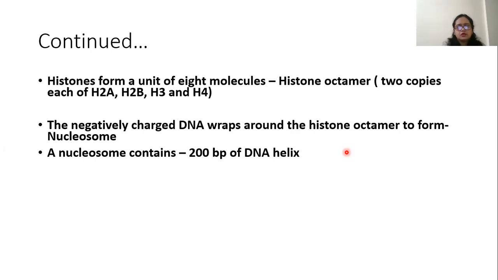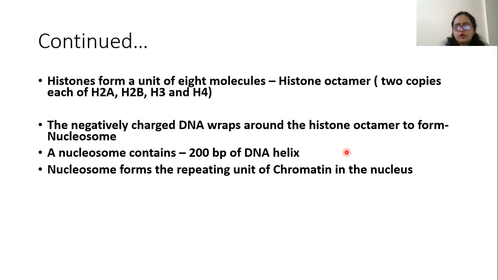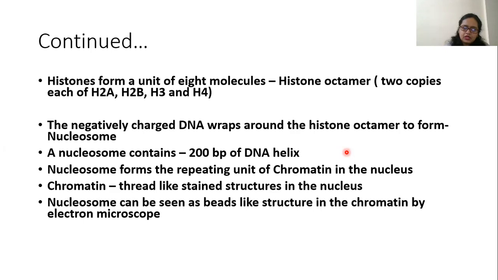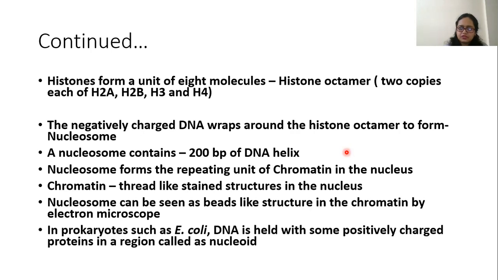Next, the nucleosome forms the repeating unit of the chromatin in the nucleus, and chromatin is generally what? It is a thread-like stained structure in the nucleus. So by staining methods with agents such as fusion agent, the chromatin structure can be seen in the nucleus, and it looks like a thread-like stained structure. In that stained structure, some beaded appearance would be seen, and those beads are generally nucleosomes, which can be observed under the electron microscope.